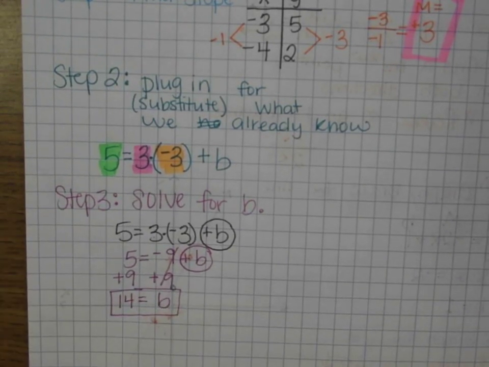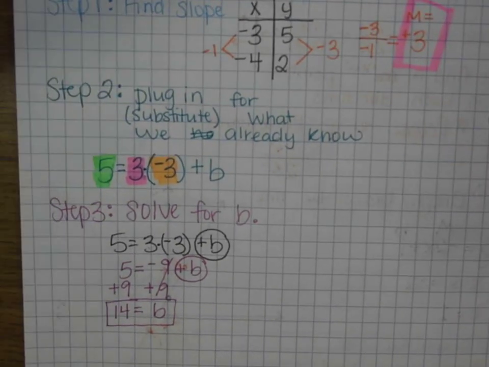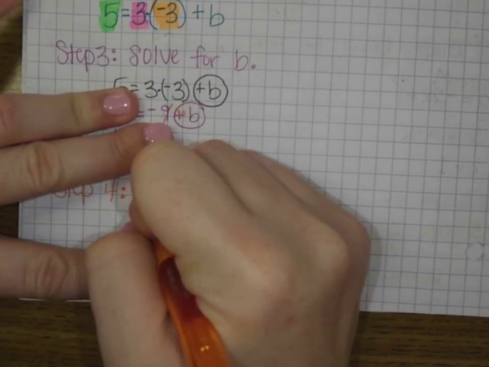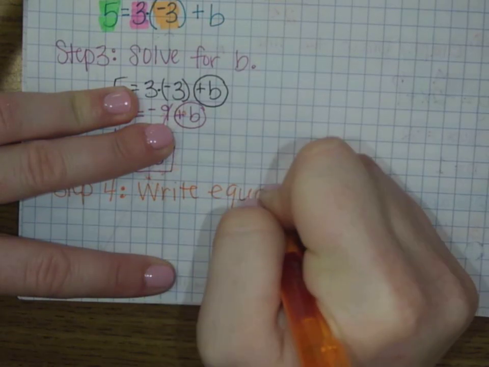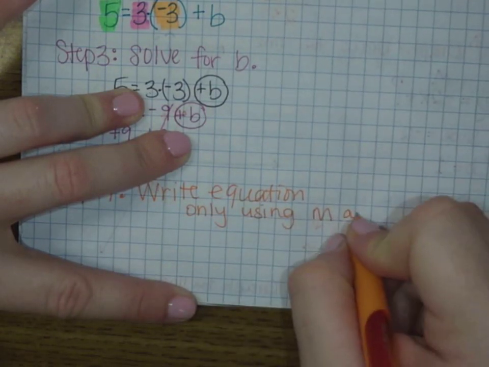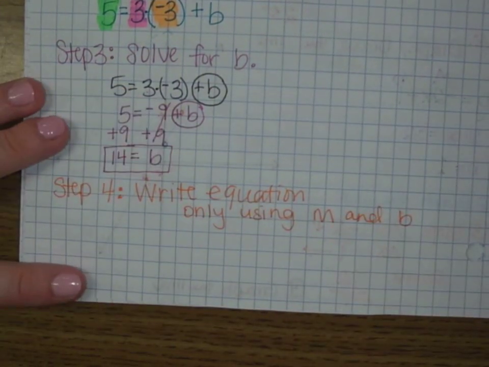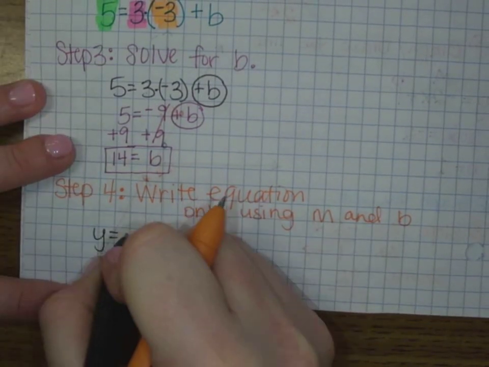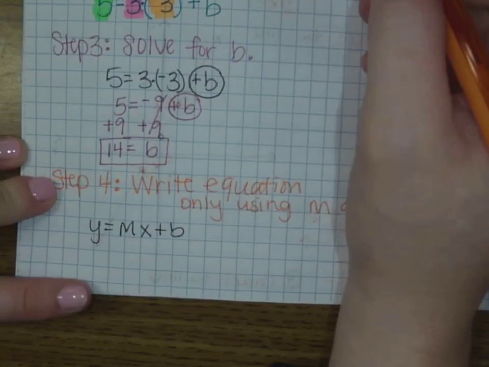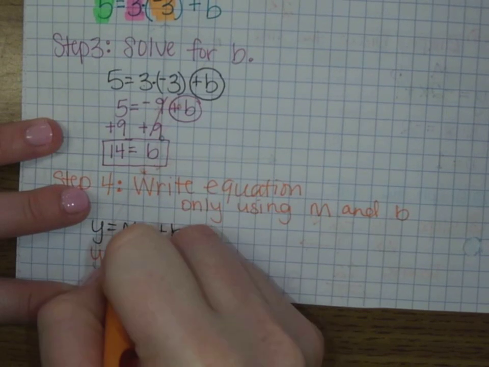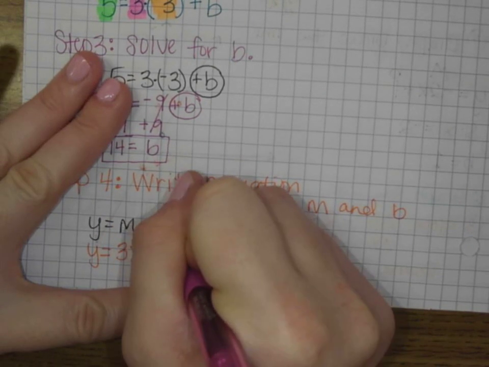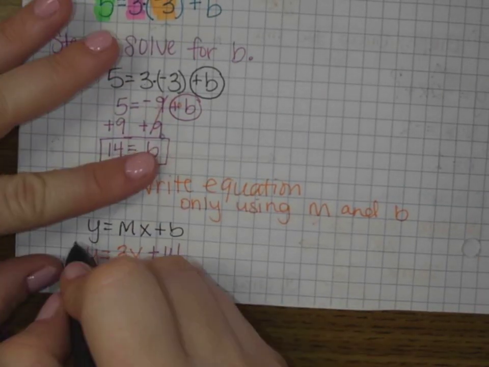I guess I said the last step, but there's actually one more. Step 4, write the equation only using m and b. So we know it's y equals mx plus b. We know our m is 3. So it would be y equals 3x plus 14. And that would be our final answer.